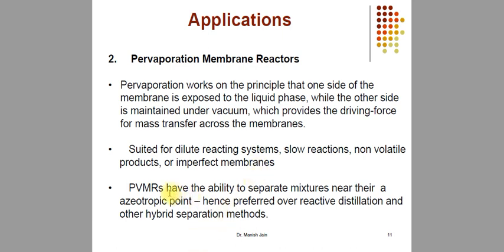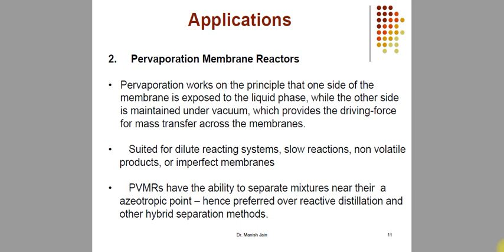And a pervaporation based membrane reactor has the ability to separate the mixture near the azeotropic point, which I have already explained. So it is preferred over reactive distillation and other hybrid separation processes. This is a novel separation process. Otherwise you have the fermenter on one side, then you have the distillation column on the other side. First you ferment the feed, then you send the feed to the distillation, and in the distillation you have a lot of energy consumption.